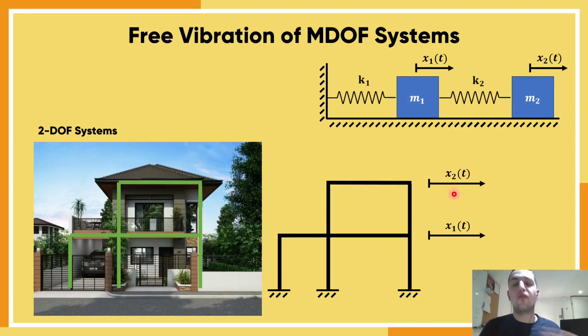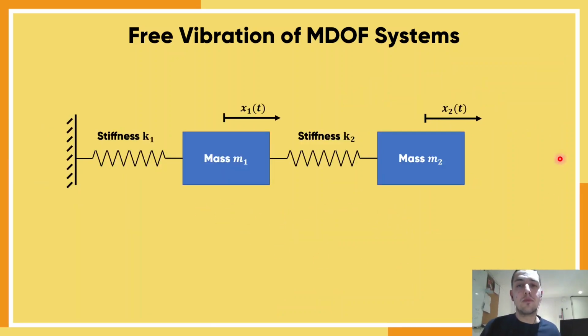And again, 2 degrees of freedom just means that if we know the motion of the first slab and the motion of the second slab, we know all the stresses, all the bending moments in our columns, and the reactions. We can calculate everything we need. So I hope this is clear, and now let's go back and focus on our idealized system.